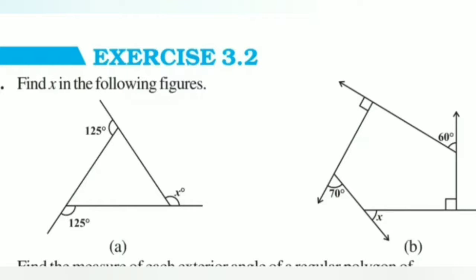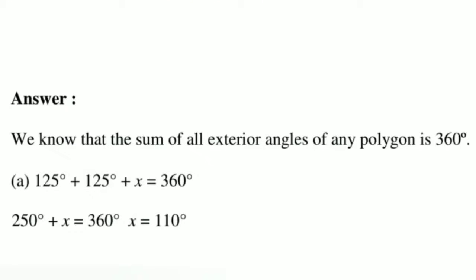Okay. Now let's see exercise 3.2 question number 1. Find x in the following figures. So we know that the sum of all exterior angles of any polygon is 360 degree. Okay, so let's see the first one.